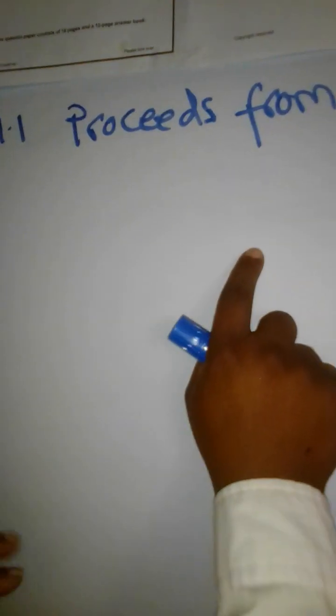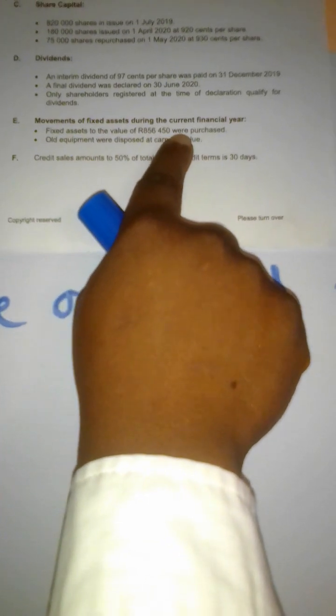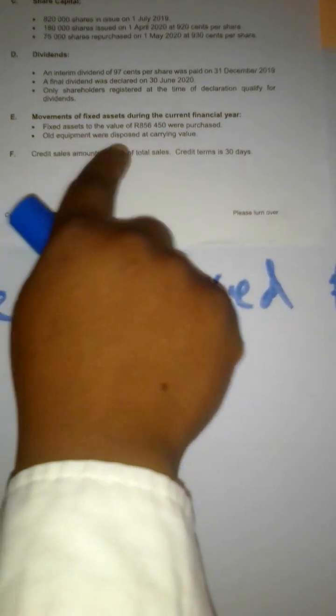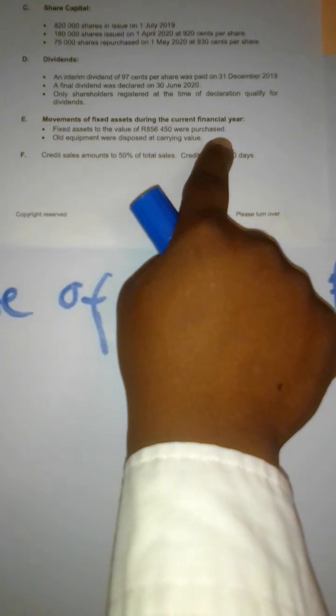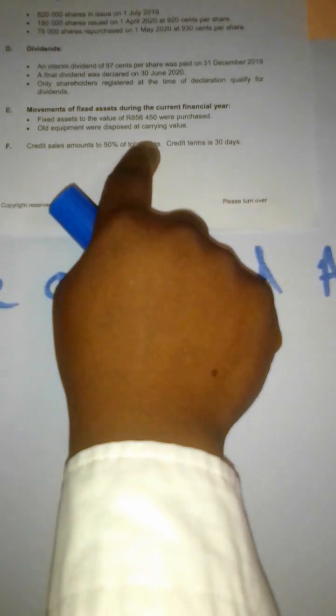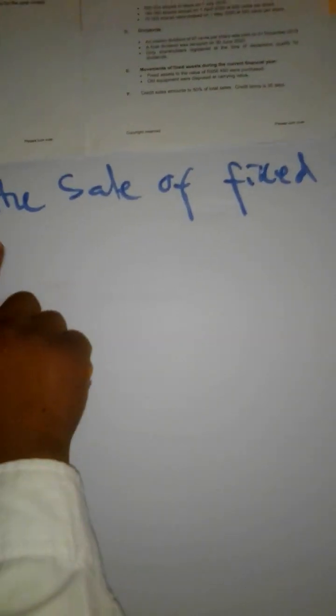We are still continuing. Now we are looking at the proceeds from the sale of fixed assets. We are going to make use of adjustment number E. Movement of fixed assets during the current financial year. Fixed assets to the value of 856,450 were purchased and all the equipment were disposed at carrying value. So how do we find the money that was received from the asset disposal?